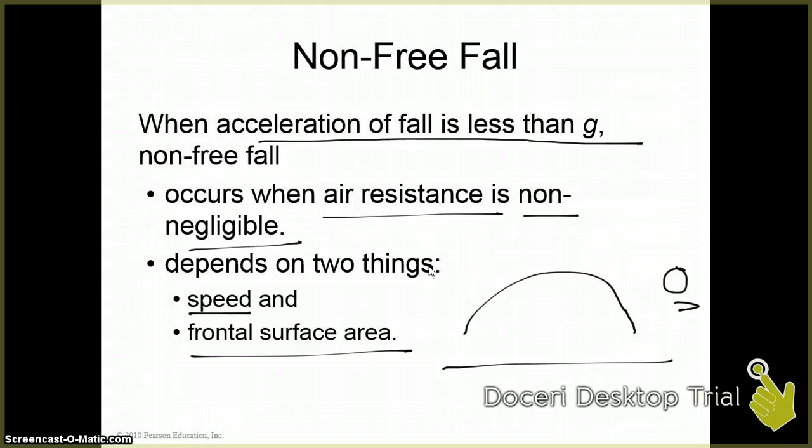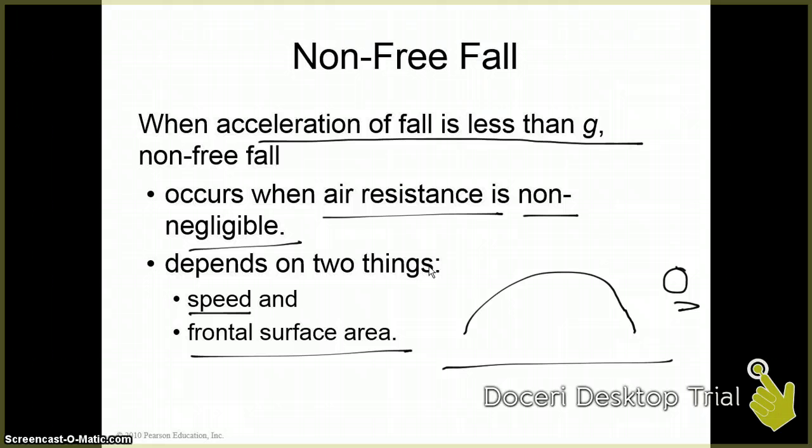Secondly, air resistance depends on the speed. The faster the object is falling, the more the air resistance is. You can understand this if you've ever been on a motorcycle maybe or something like that. The faster you go, the more you feel the wind in your face. The faster you're moving, the greater the wind is resisting your motion.